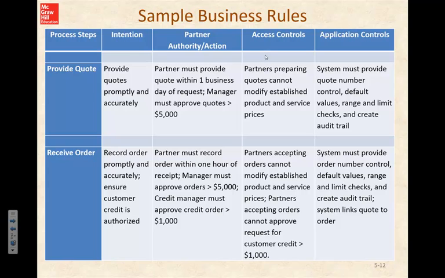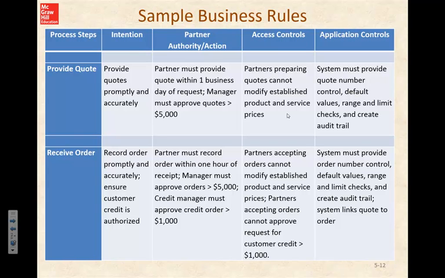For access controls, they limit who can use and change the records in the system. So partners preparing quotes cannot modify established product and service prices. So that would be one access control we would have in the quote process.